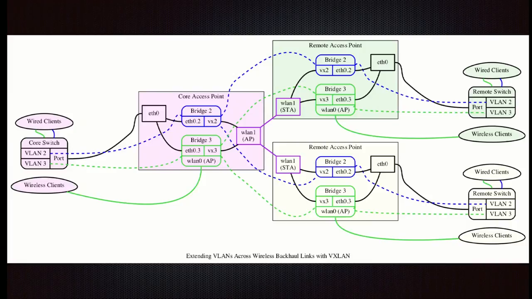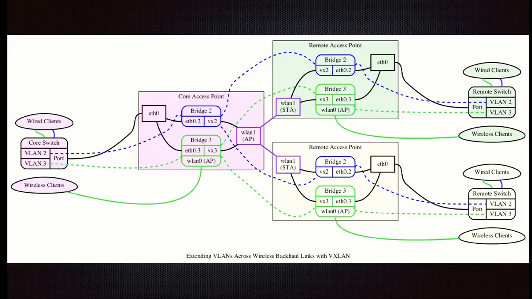So we've got a core switch, which doesn't know or care about VXLAN, and has a couple of VLANs, 2 and 3. Wireless clients on 3, the green network. Wired clients on blue. I've got a core access point that's hardwired to the switch. It's got the VLANs. It's also got the VXLANs, 2 and 3. And it also has a single wireless access point. Notice the access point is not in the bridge, but the VXLANs are bridged with the VLANs. And if I want wireless clients, I could add that other access point to the bridge.